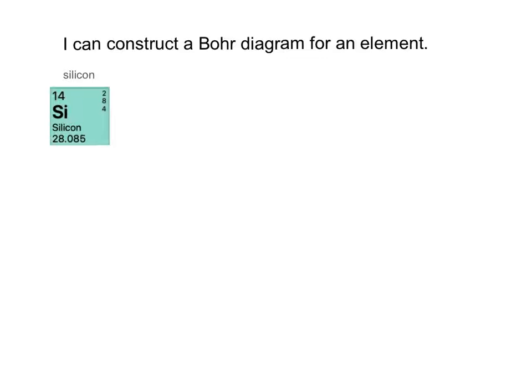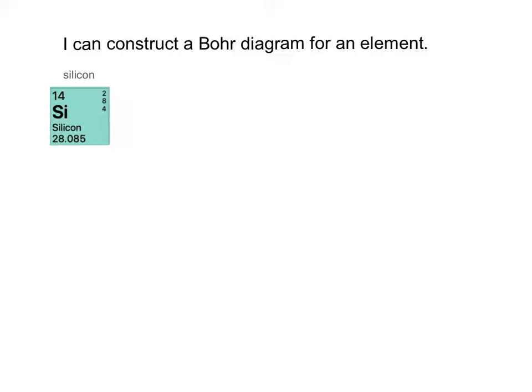We're going to practice constructing Bohr diagrams today. So our Bohr diagram today will be representing silicon, which is a metalloid, so it's on the staircase on the periodic table. Silicon has an atomic number of 14 based on what I see on the periodic table.